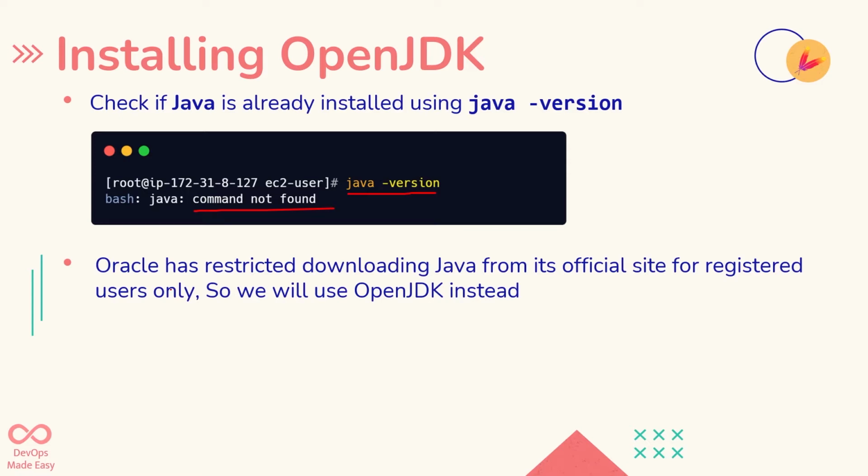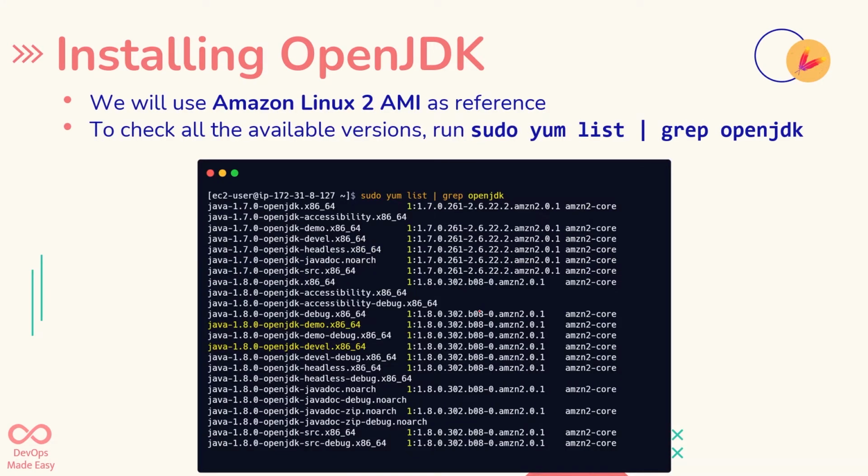One more thing to note here is that Oracle had recently restricted downloading Java from its official site only to registered users. So we'll use OpenJDK instead of Oracle JDK for installing Java. For this demo, I'll be using Amazon Linux 2 AMI. To see all the available versions of OpenJDK, I can just run yum list and then grep for OpenJDK.